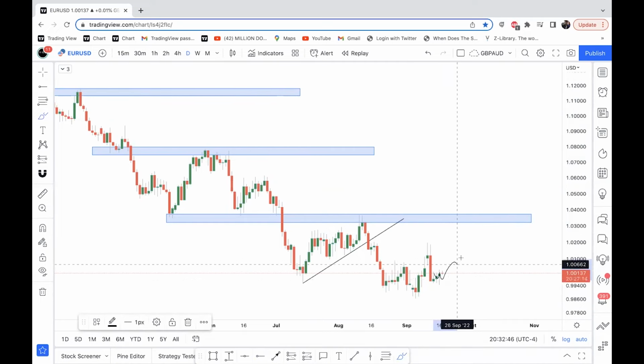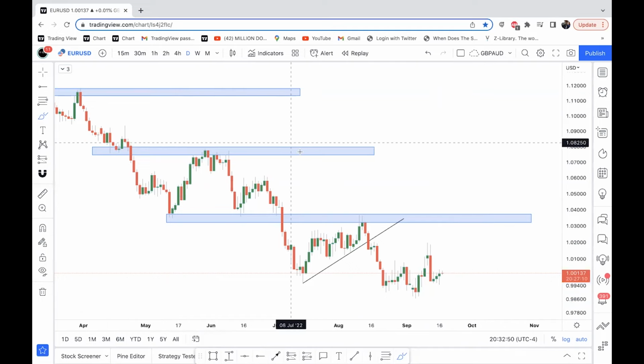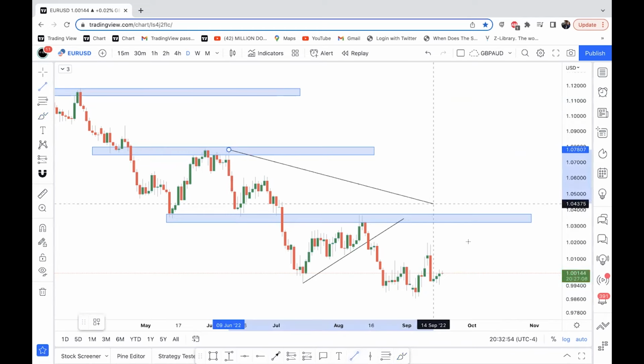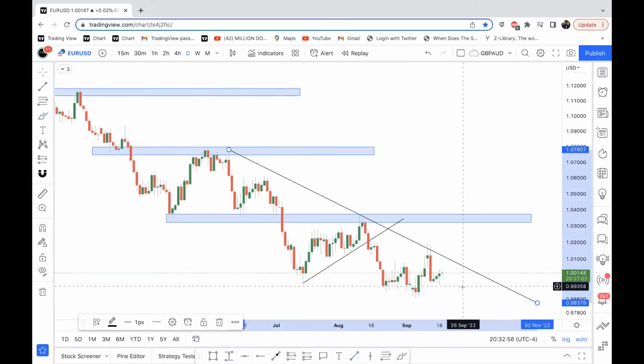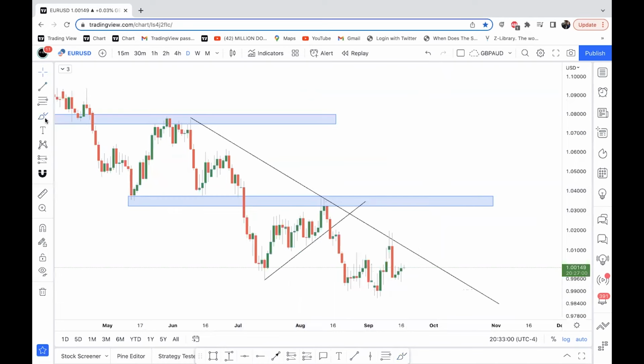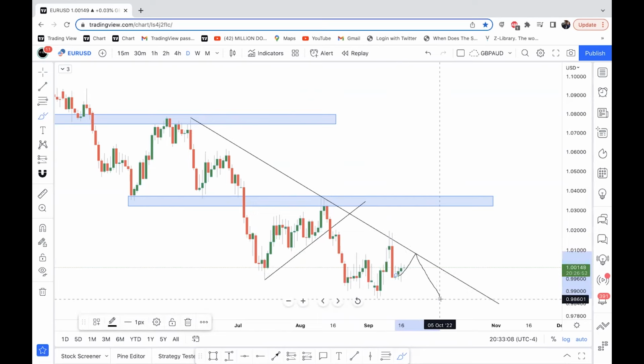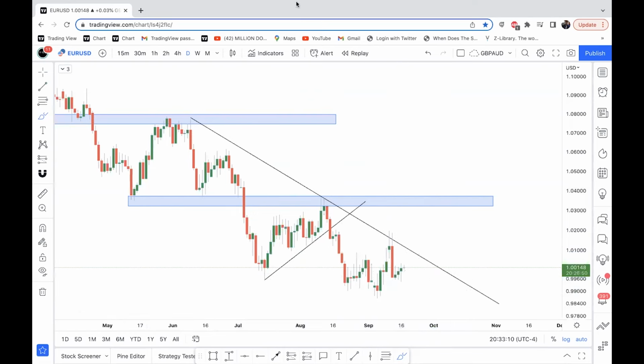So even on this correction, we could possibly set up for continuation down, because if we throw our trend line on this, we can see price rejected, forming this bearish engulfing on the daily. So this could set up for just a correction to give us another wave down, possibly. All right.